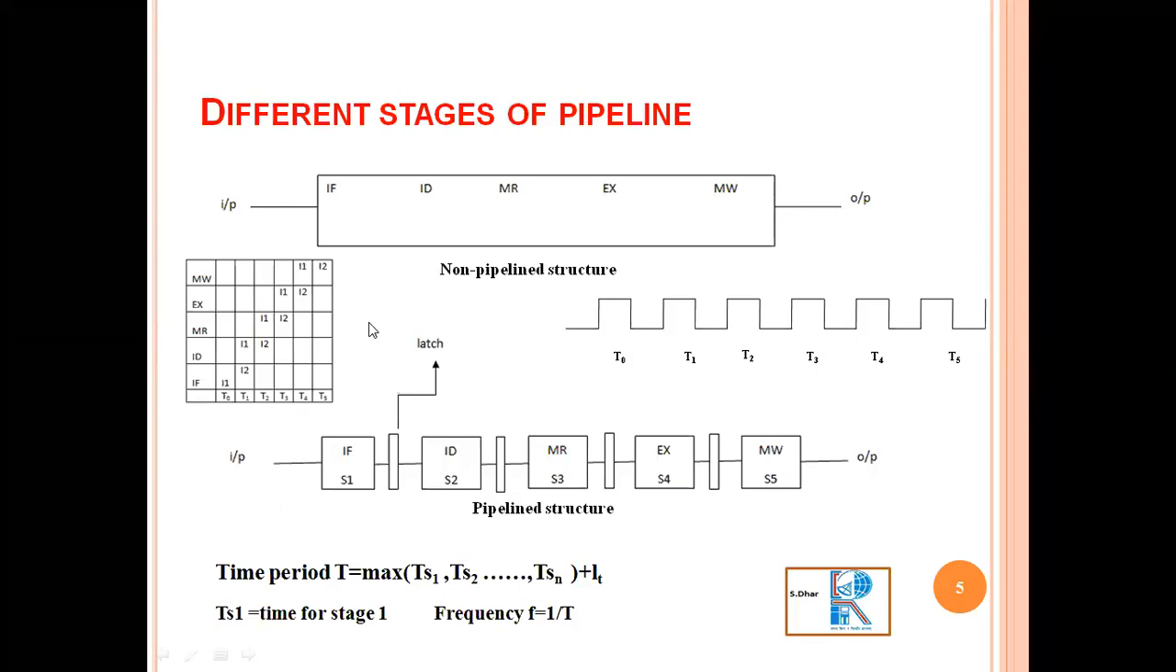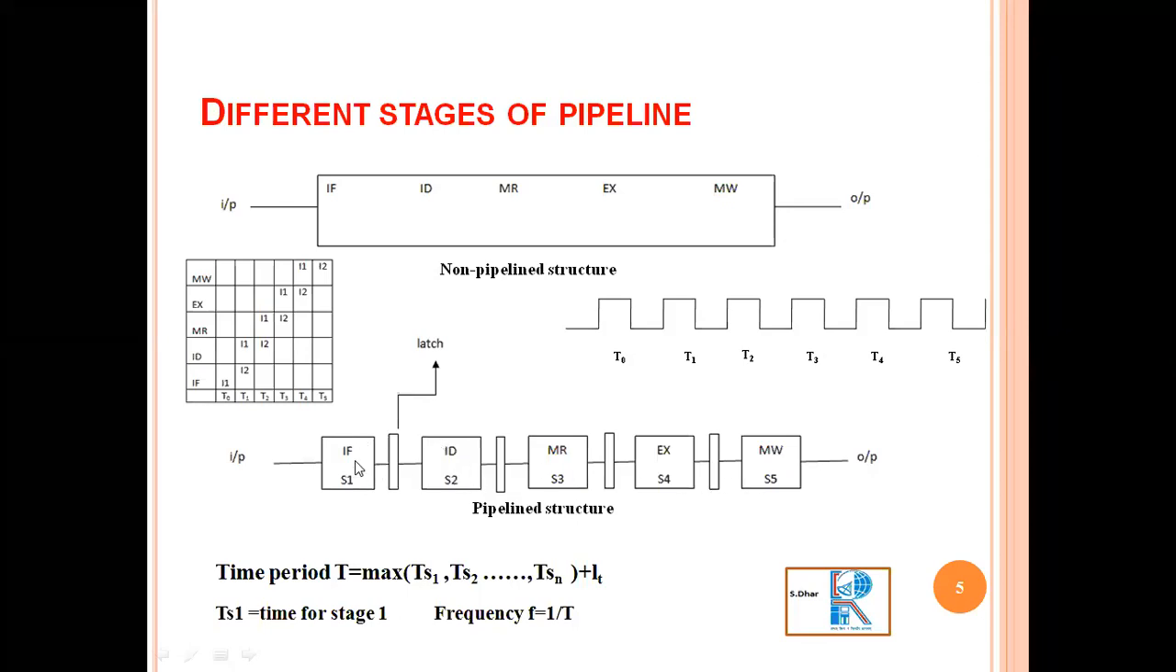Now, as I have already told you, the pipeline has to be divided into a number of stages. Clear? So these are the different stages. Instruction fetch. See here, this is a pipeline structure. This is a non-pipeline structure. There is no division of stages in the non-pipeline structure. But in the pipeline structure, in the hardware, you have to make the division into stages.